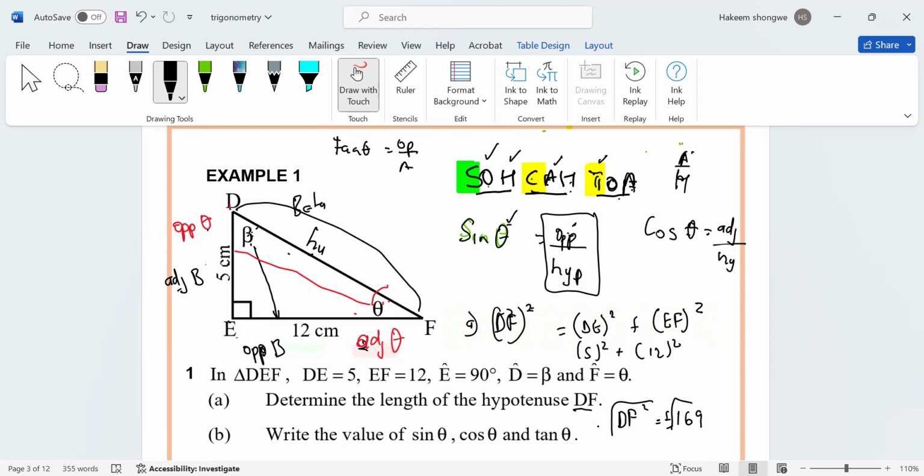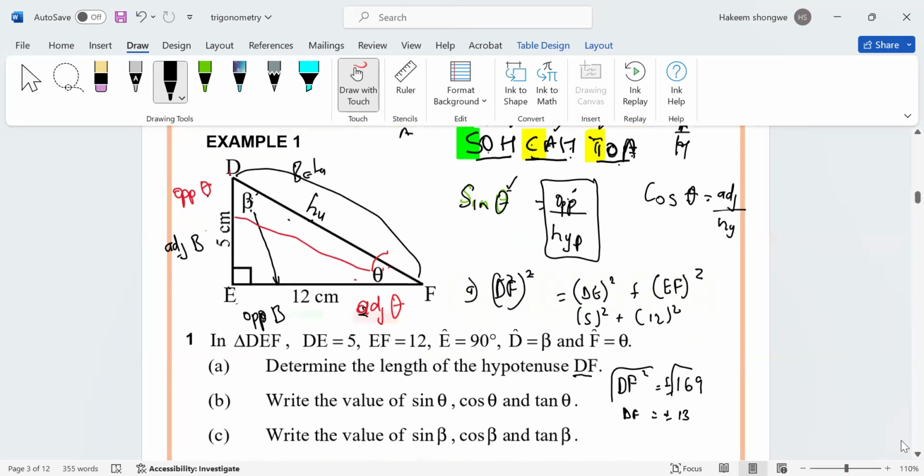Now, what are you going to have as your answer? DF is going to be plus and minus 13. Your calculator gives you one answer, but the square root always has a plus and a minus. Then you will choose the correct one. You're talking about the length of something. A length cannot be negative. So therefore, our DF is going to be 13.